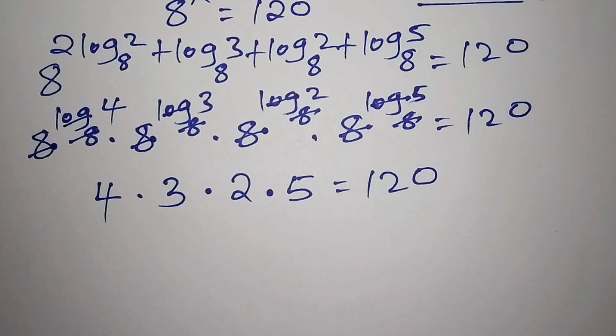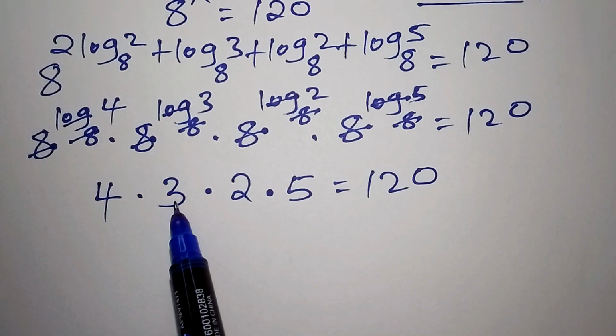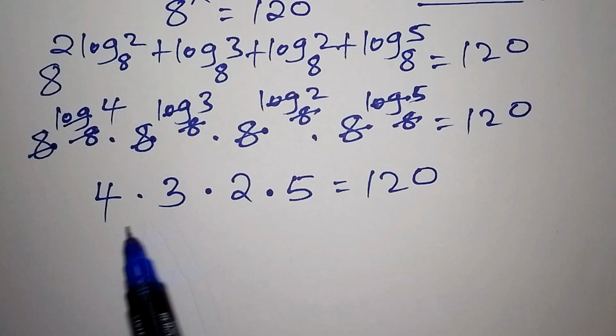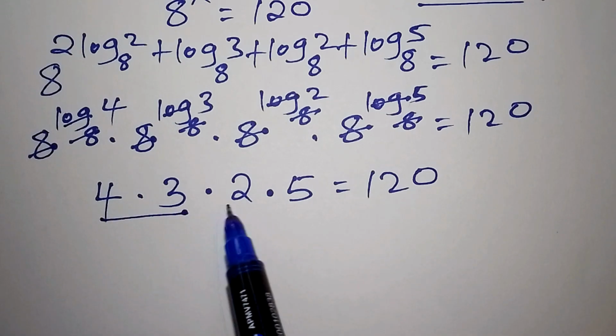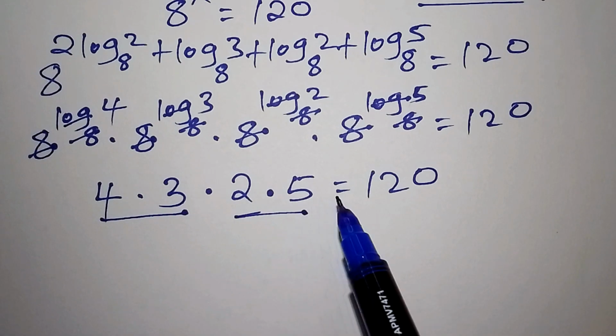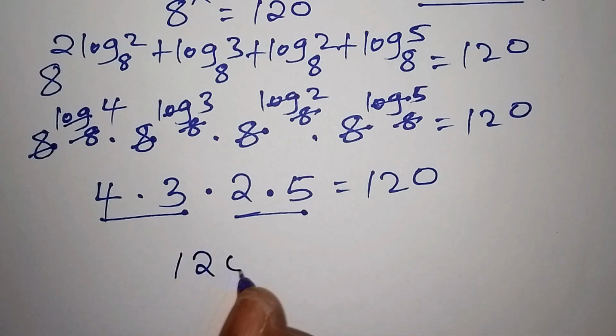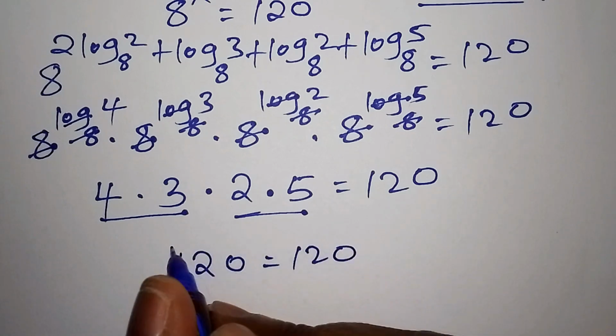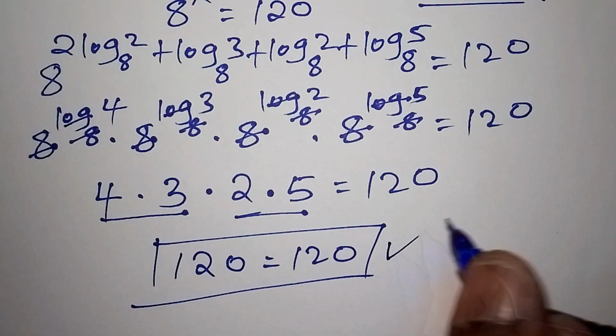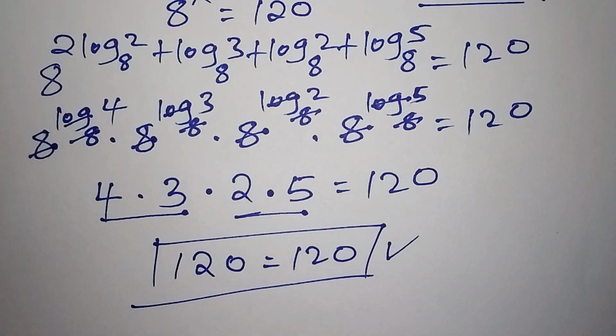So let's now confirm if this answer brings 120. In this case, when you work it out, 4 multiplied by 3 is 12. Then 2 multiplied by 5 is 10. So 12 multiplied by 10 is 120. So that means that we have 120 is equal to 120. So it means that the answer that we got up there was correct.